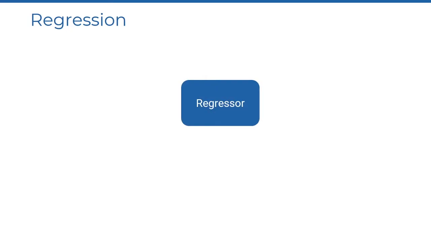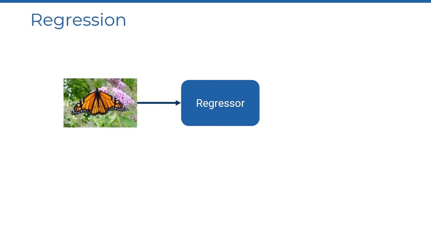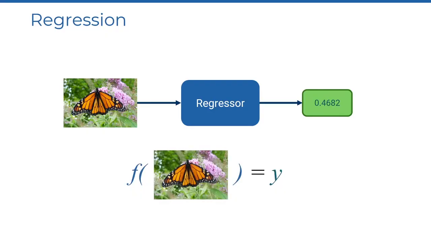Now, look at the second one, which is regression. Now, regression, we have a regressor. And similarly, we have an input, and the output is a label, but this time the label is a real valued float value. And just like classifiers, we can write it as a function that predicts a y, except y now is a continuous real valued number.